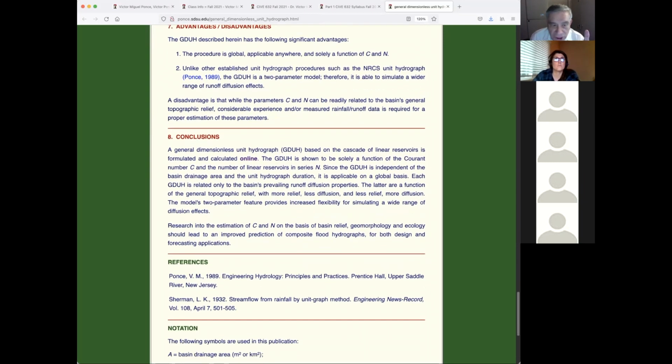Each GDUH is related only to the basin prevailing runoff diffusion properties. The latter is a function of the general topographic relief. With more relief, less diffusion, and with less relief, more diffusion. The model's two-parameter feature provides increased flexibility for simulating a wide range of diffusion effects.